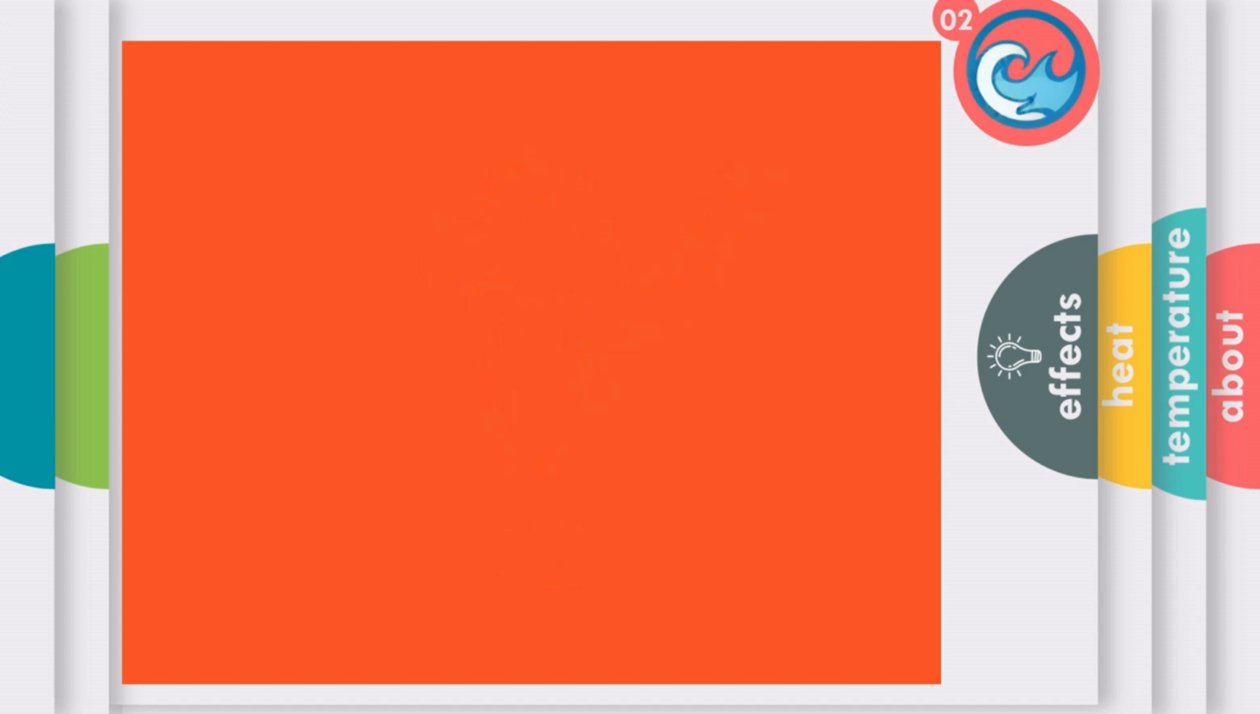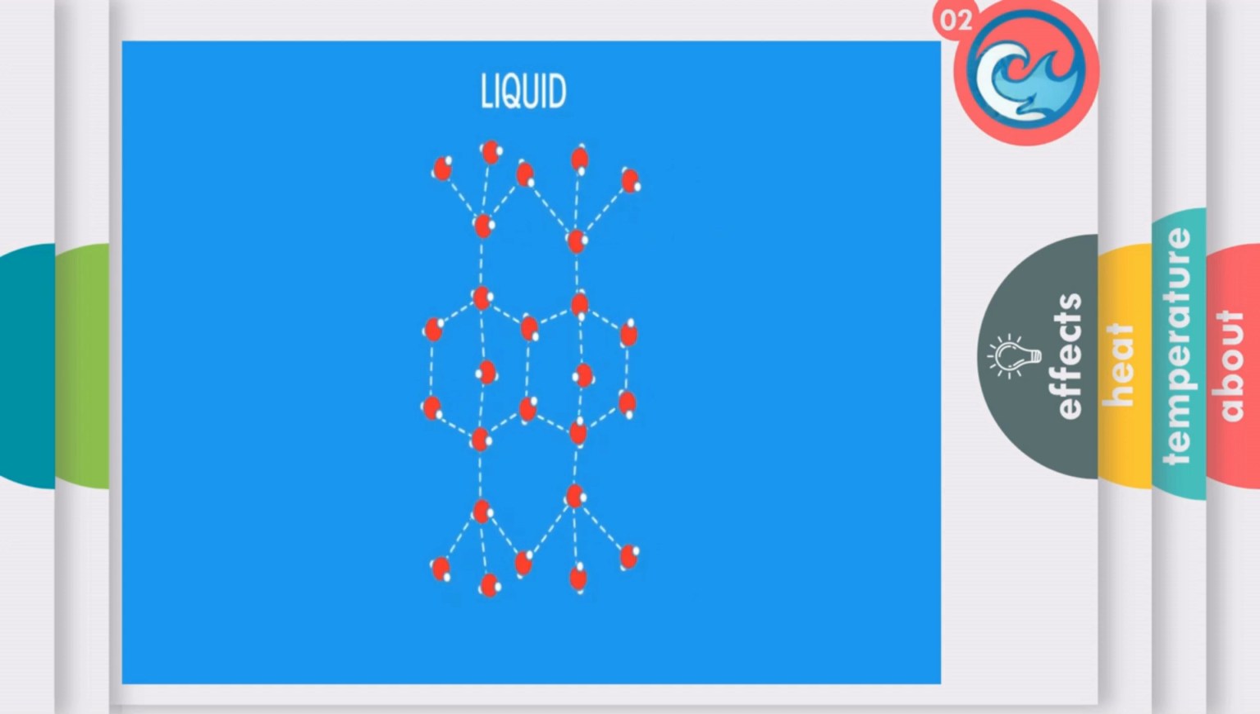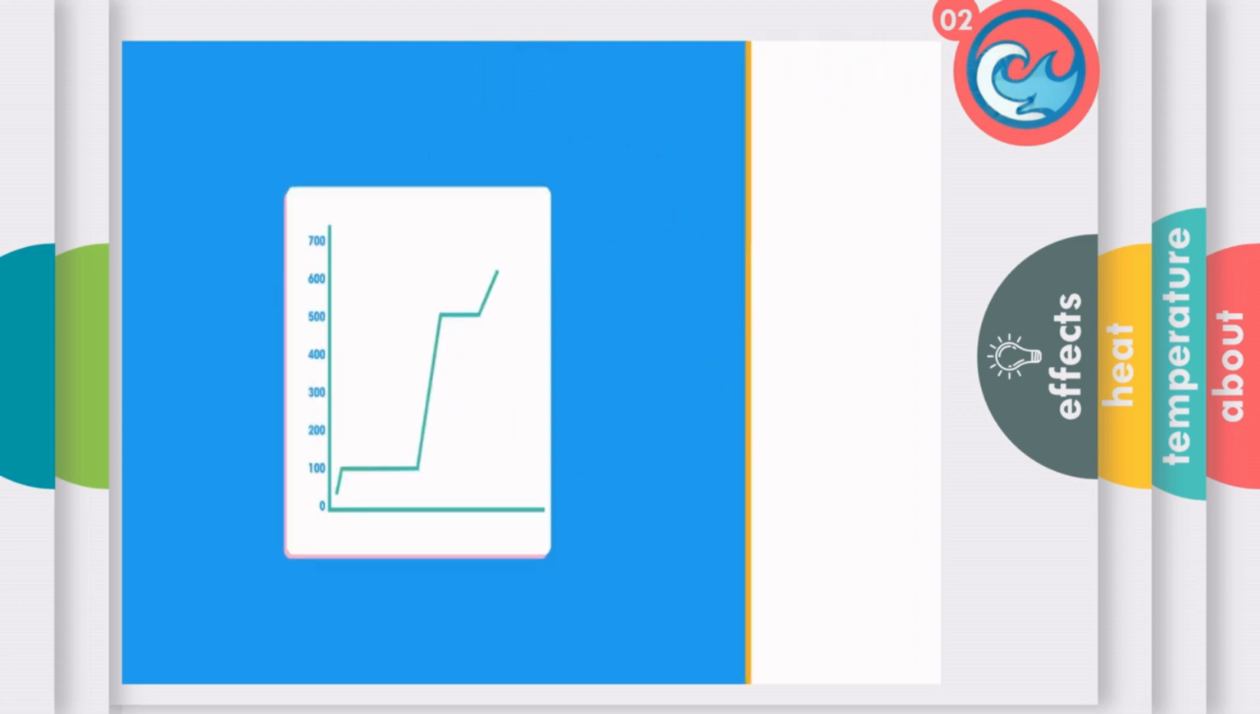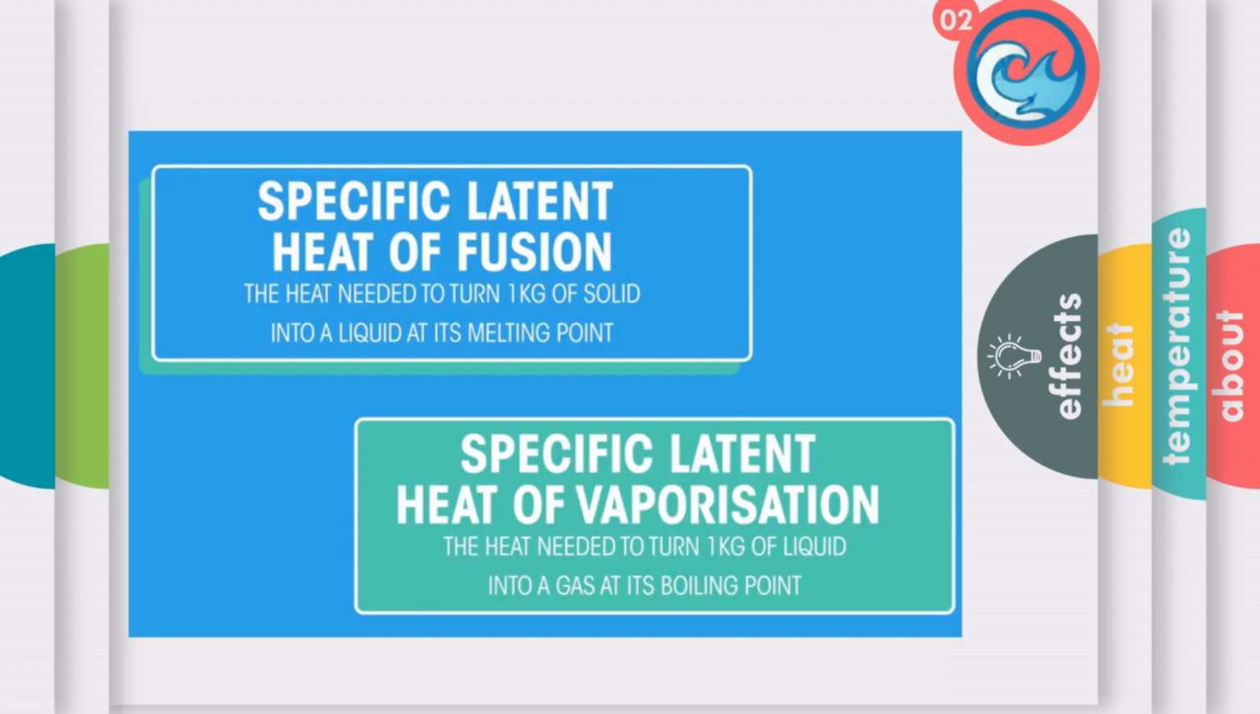As I said before, the heat energy is not used to heat up the substance, hence no change in temperature, but instead used to make or break the bonds that holds the molecules together. There are two types of latent heat. These are latent heat of fusion and latent heat of vaporization. Let's take a look with this example.